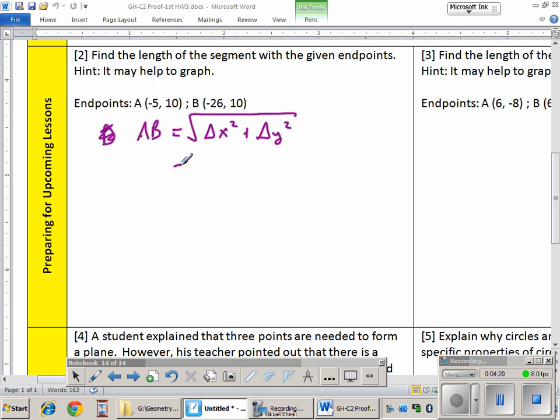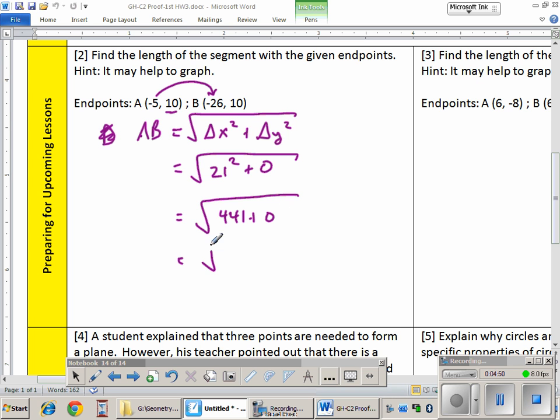If I'm looking at the difference in my x's, I start at -5 and go to -26. That's a difference of 21. If I square 21, I'll get 441. Then we have to add the difference in the y's. Well, I started at 10, ended at 10, guys. That's a difference of 0. So I'm just looking for the square root of 441. If we square 21 and take the square root, that's going to be just 21 again. So 21 is my final answer.